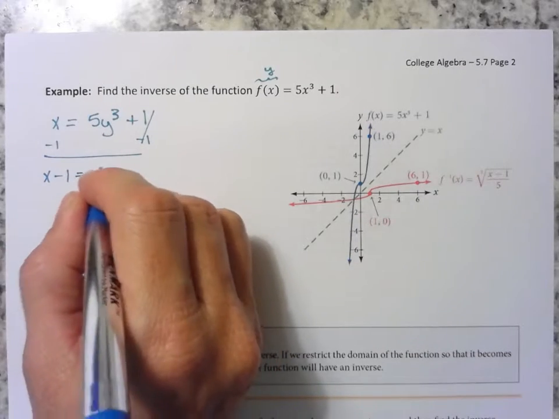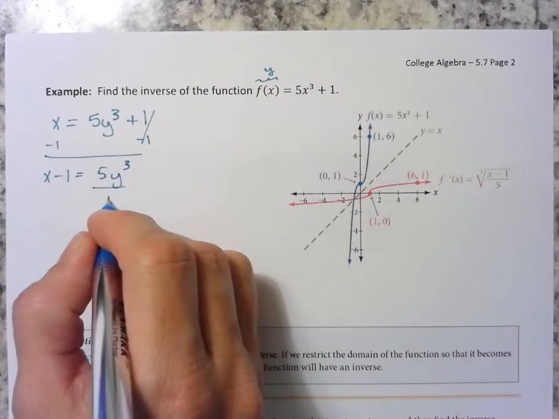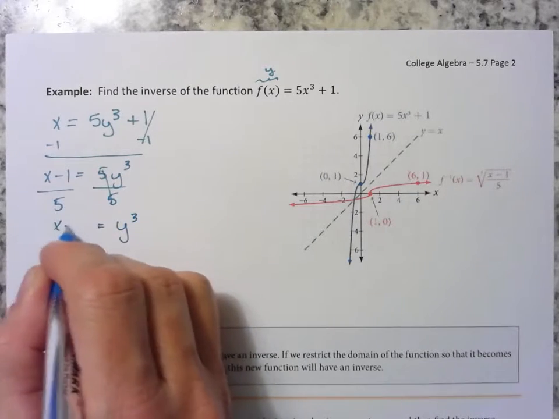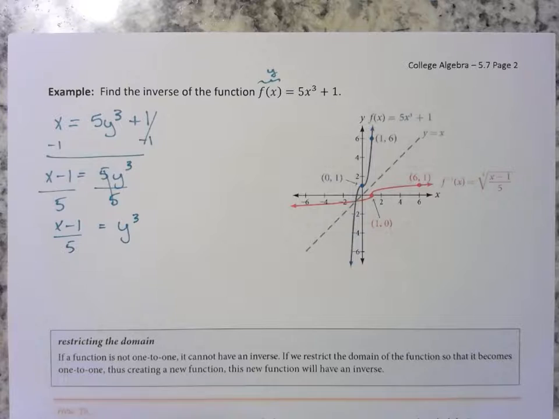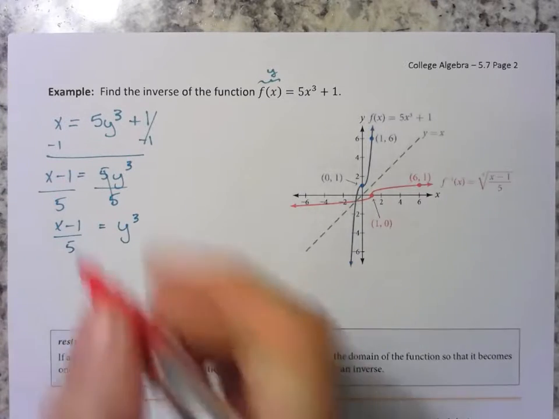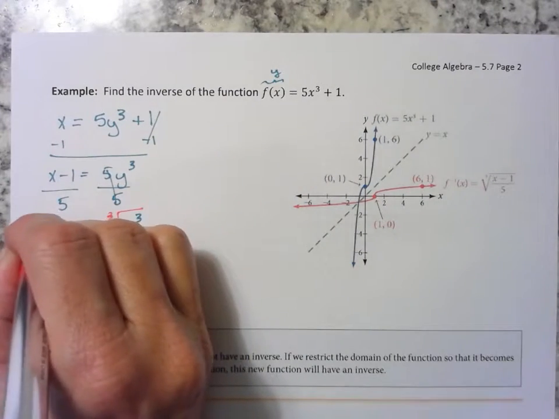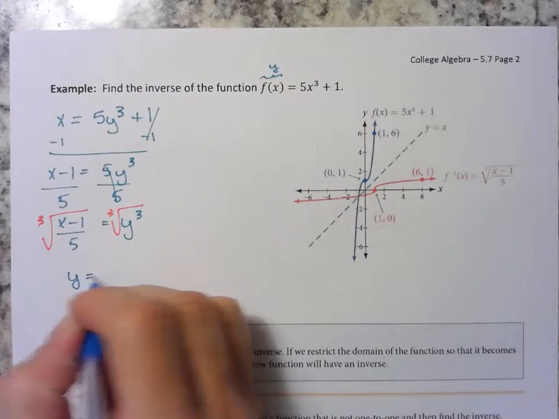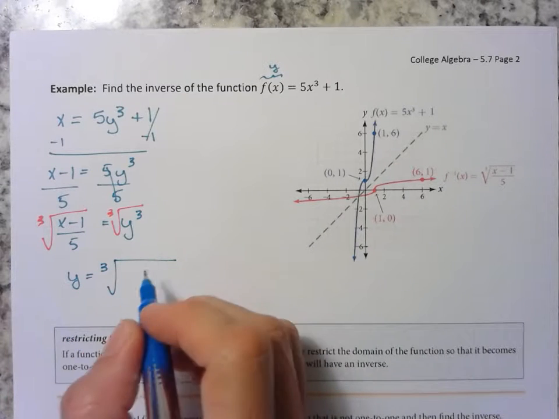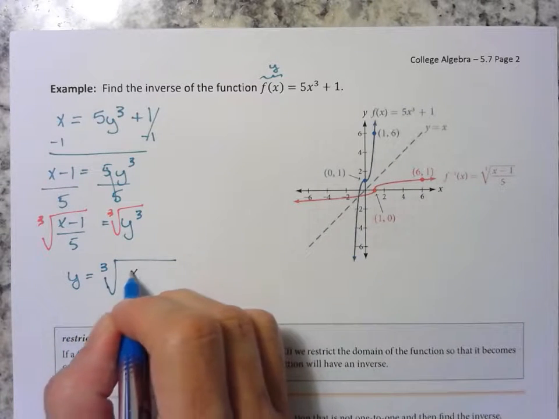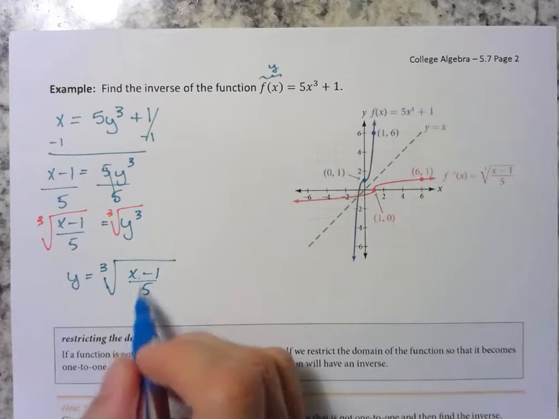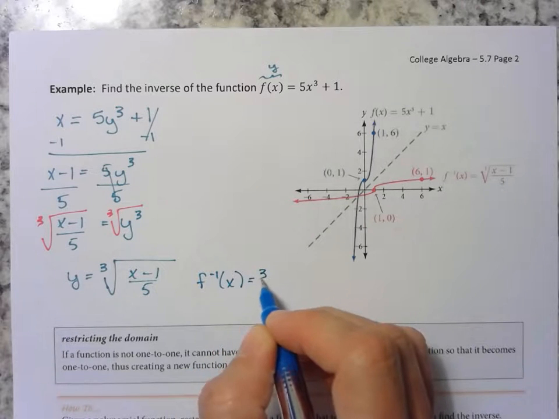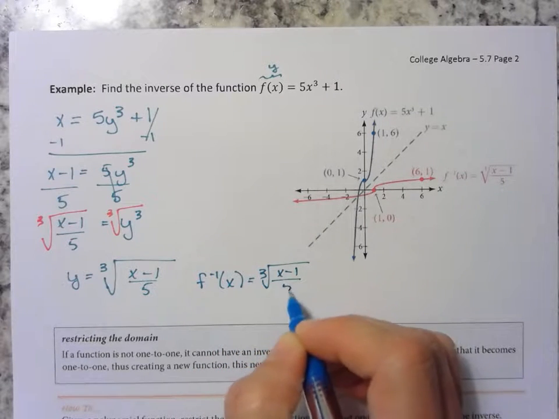x minus 1 is 5y cubed. We're going to divide both sides by 5. Now to get rid of a cube, we have to take the cube root of both sides. We end up with y is equal to the cube root of x minus 1 over 5. Well, this is now our inverse function. So f inverse of x is the cube root of x minus 1 over 5.